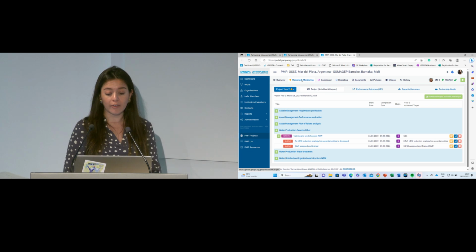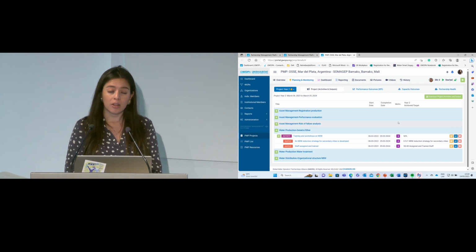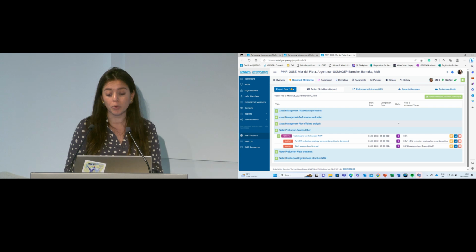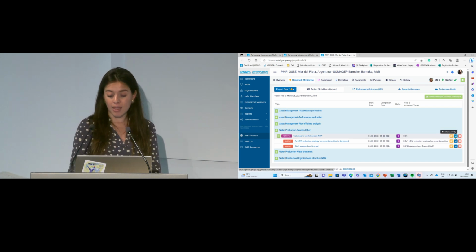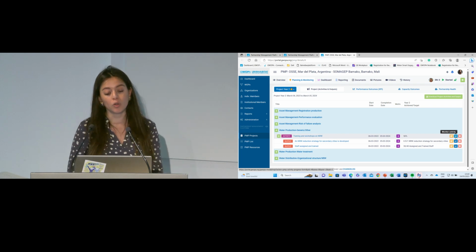Here you also have the option of uploading the means of verification. You will put the target of the output, you will put the target of the activity, and so on and so forth. And then again, in the same style and in the same structure, you will be monitoring what you planned.